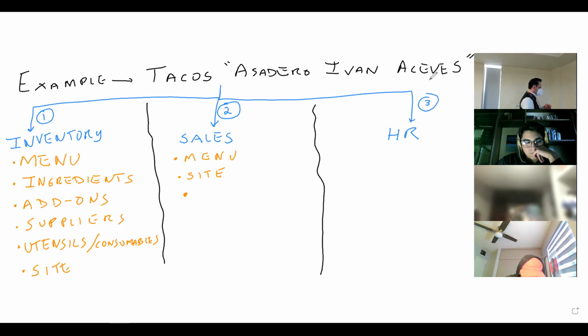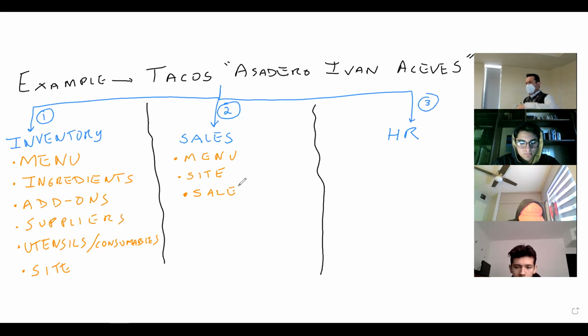The sale itself, whether it is local or if it's delivery, in itself is an entity because it has attributes that are of interest. What did I order? How much did I order? What was the total cost? If I'm adding taxes, etc. If it was local or if it was a delivery, etc., we would include that.